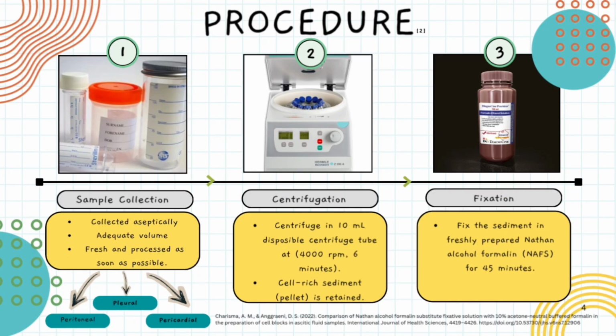And next is fixation. The retained sediment is fixed in freshly prepared Nathan alcohol formalin for approximately 45 minutes. Fixation prevents autolysis and cellular degradation while preserving nuclear and cytoplasmic morphology, enabling reliable histological and immunohistochemical evaluation.